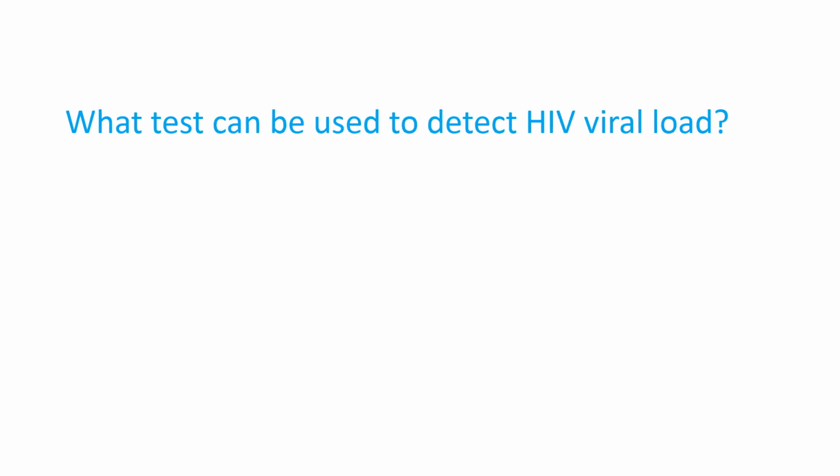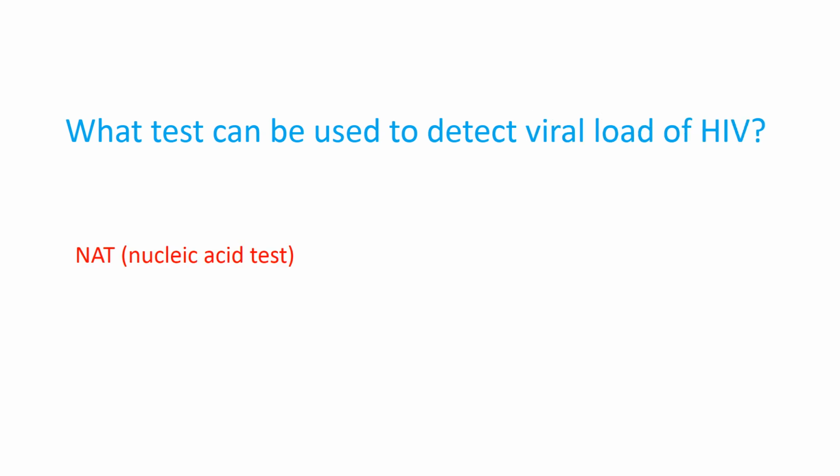The last question is, what test can be used to detect HIV viral load? This question is a short answer question. The correct answer is nucleic acid test. Testing HIV viral load can be used to monitor HIV progress and treatment efficiency. Nucleic acid test can also be used to confirm HIV infection, when the Western blot result is not clear.